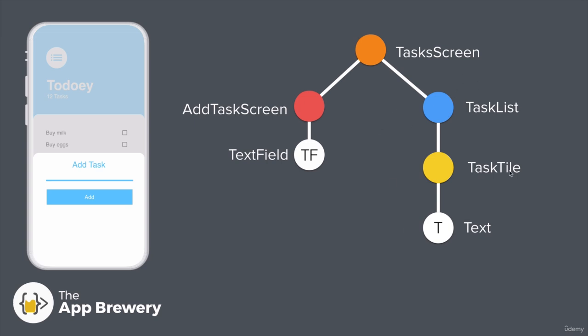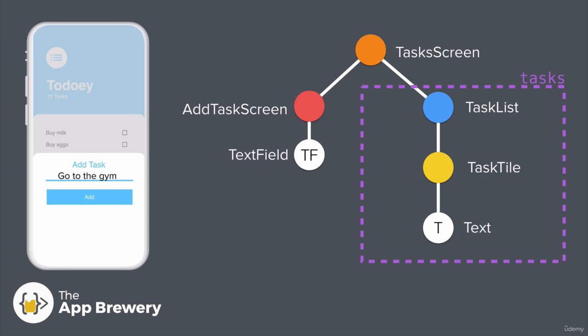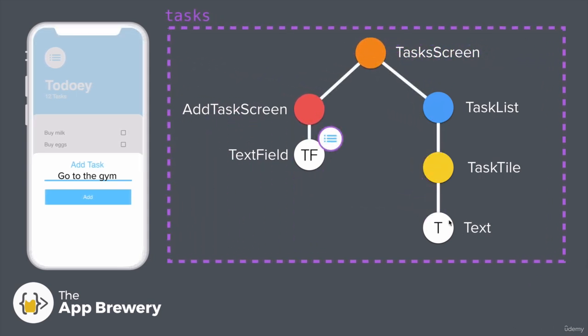Now, the task list is built using the state of something called tasks. So that's a list of task objects. And using the list view builder, we're able to render a dynamic list of task tiles. But imagine if the user types in a new task to the Add Task screen, and then they press the Add button. How do we get the data inside the text field all the way up and all the way down to the text widgets?